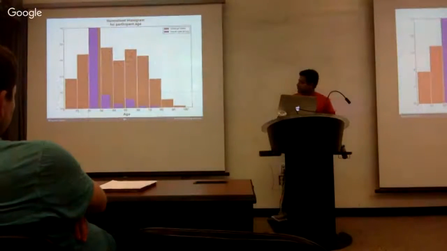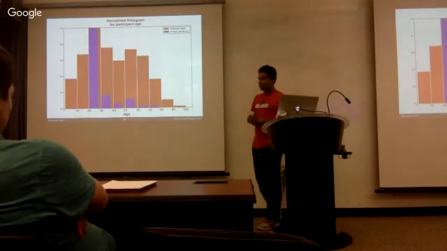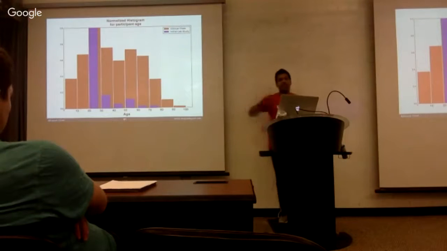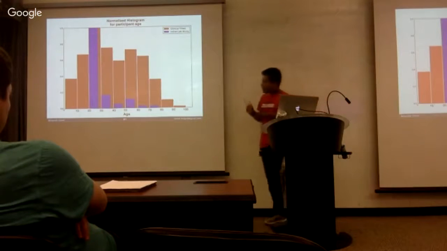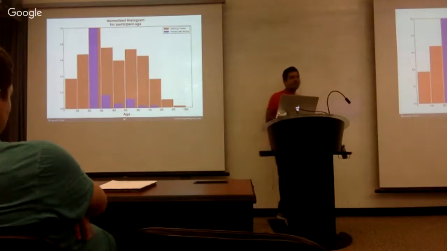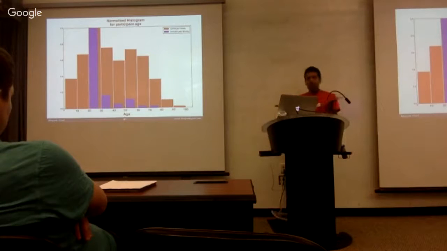If we look at this normalized spectrogram of the distribution of age of the participants, the blue one is from the initial study that we did. And barring some people, most of them are in the age group of 20 to 30. And that's not representative of the world. Maybe this room, but not the world.